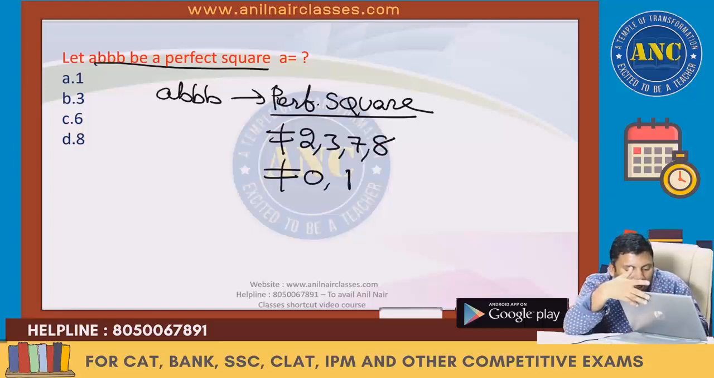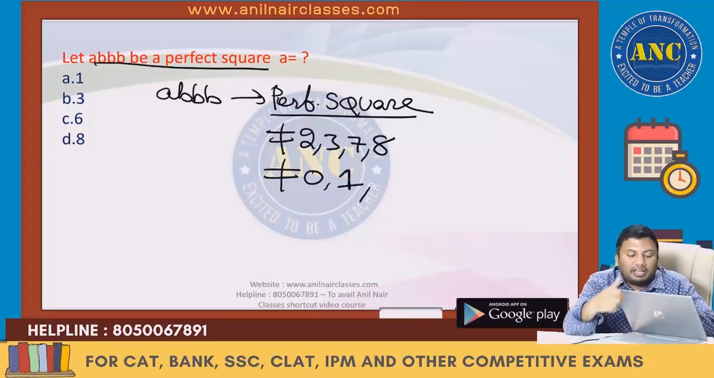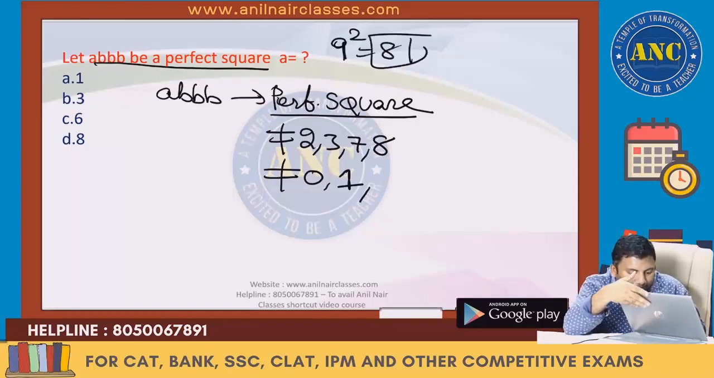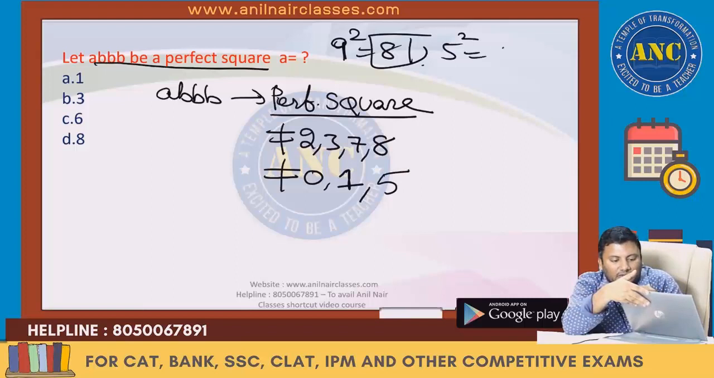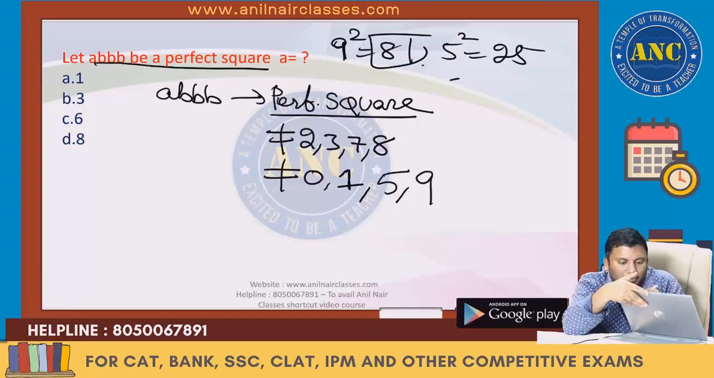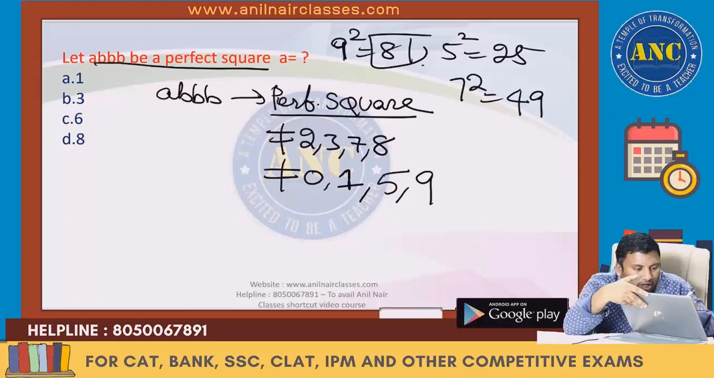A perfect square cannot end with 1, because if it is ending with 1, tens place will be an even number. It cannot end with 5, because 5 square is 25. It cannot end with 9, because 7 square is 49, tens place. So the only possibility is these 4. This should also be 4.